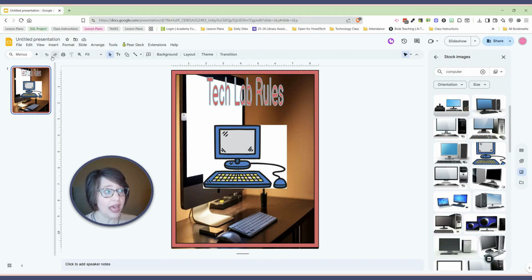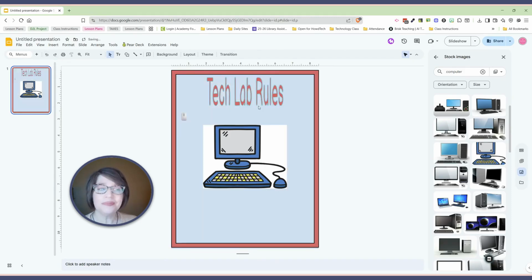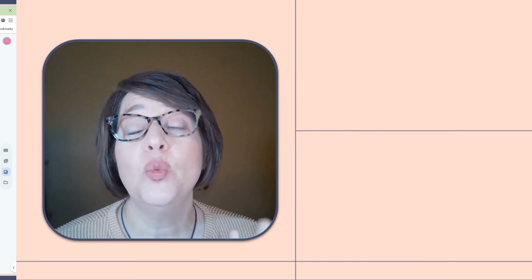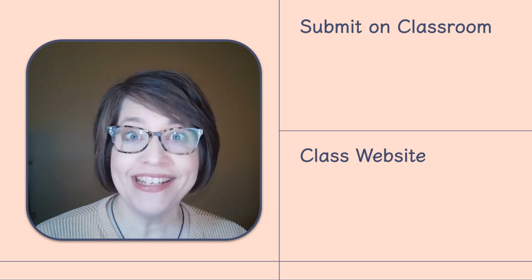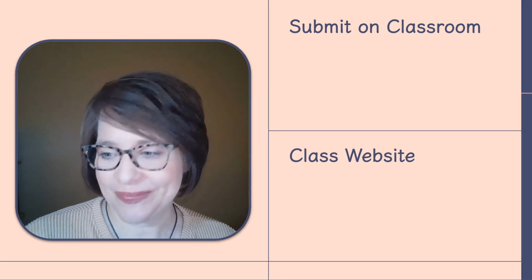I'm going to undo that by just clicking this back arrow. And there we go. I'm back to a colored background. When you're done, just turn it into Google Classroom, and then you can go to the approved websites when you're finished. Now it's your turn.